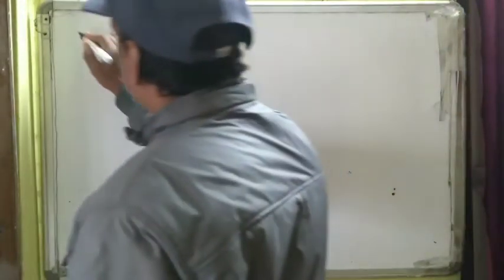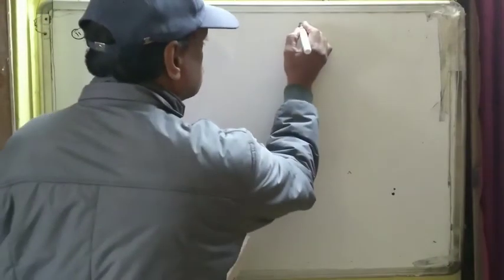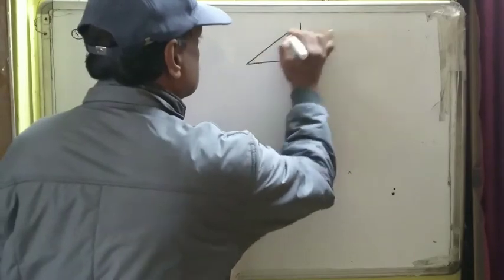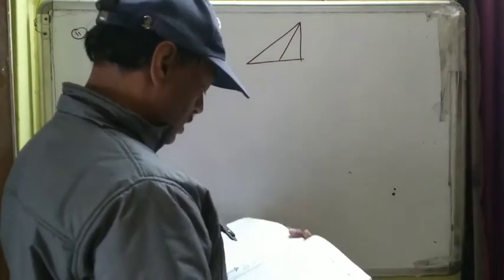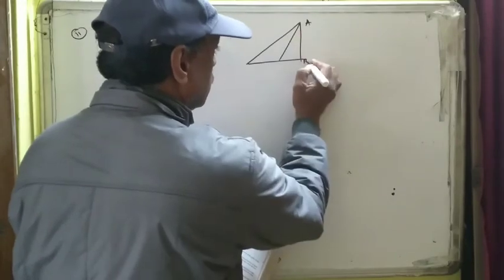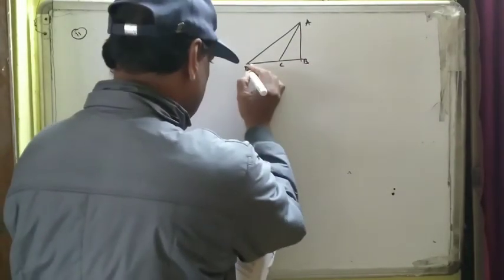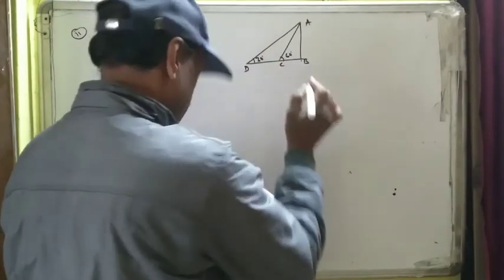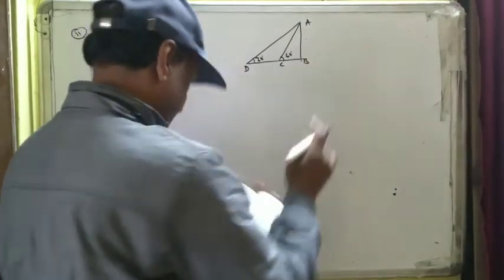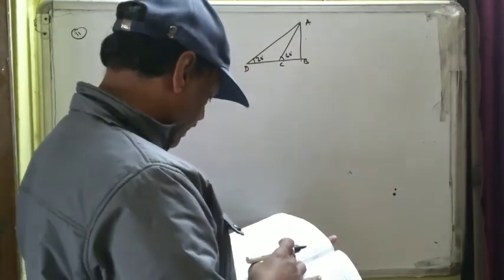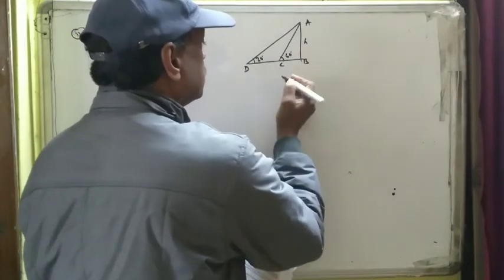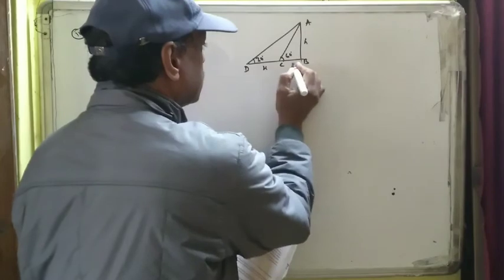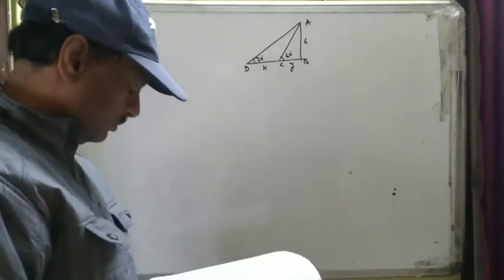So this is question number 11. The figure is given, so draw the figure. It is like this: A, B, C, D, 30 degrees and 60 degrees. We have to find the width of the canal and the height of the tower. This is H, and this is the width of the canal. This is X. Let us call this Y. So we have to find this value.